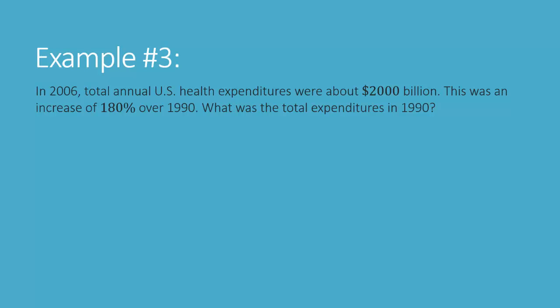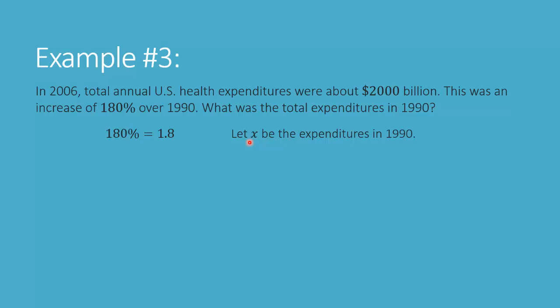Well, I know your heads are spinning right now. So first we need to look at, okay, what did we know? First, we know that there was an increase of 180%. First, we need to convert that to a number. So first we're going to convert 180% to 1.8. And then what were total expenditures in 1990? Well, that's what we want, so why not just call that X? We'll say that's what we're looking for.